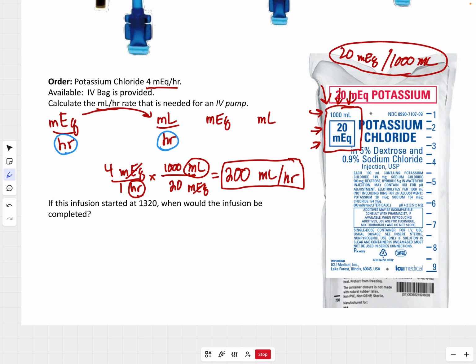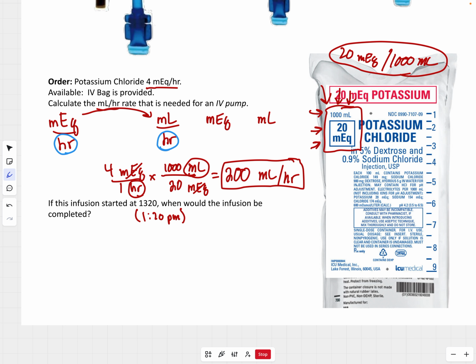Next problem is a little bit of a review. So if you want to pause the video and try it yourself, please do. We're told that this infusion started at 13:20, which is 1:20 p.m. And we want to know how long it'll be till the infusion's done and what time will it be. So what's the completion time?